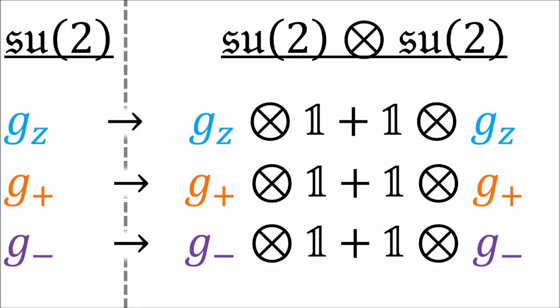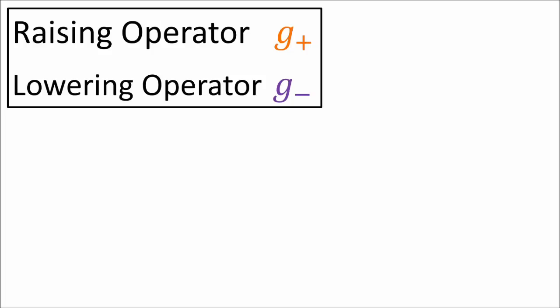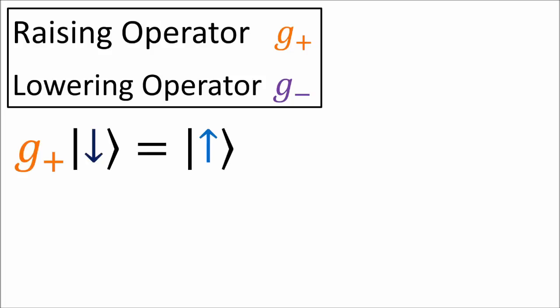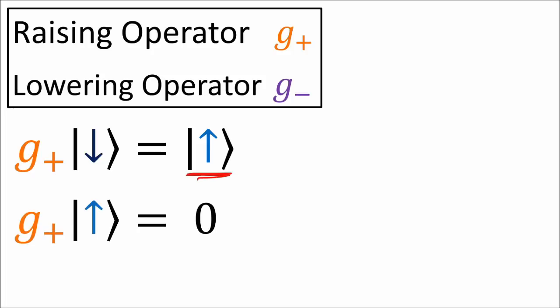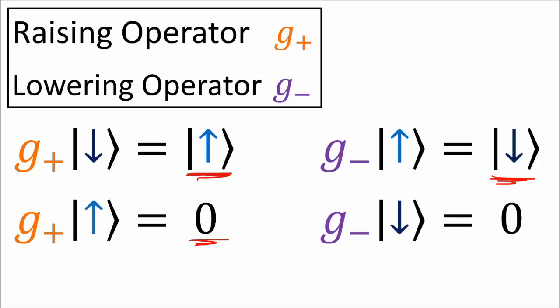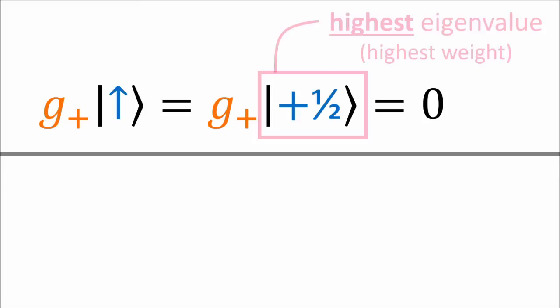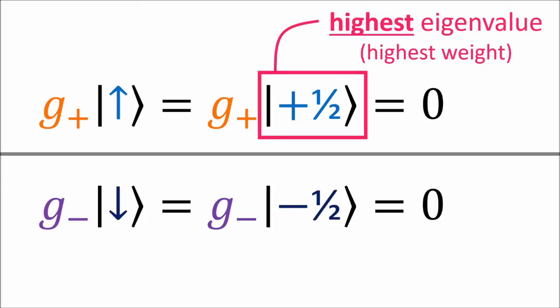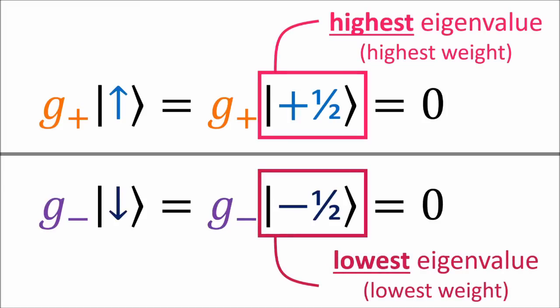Now, let's try using the raising and lowering operators on these states. Recall, the raising operator sends the down state to the up state and sends the up state to 0. The lowering operator sends the up state to the down state and sends the down state to 0. Basically, we can't raise a state above the highest eigenvalue, and we can't lower a state below the lowest eigenvalue. And recall, in this case, the eigenvalues are sometimes called weights.